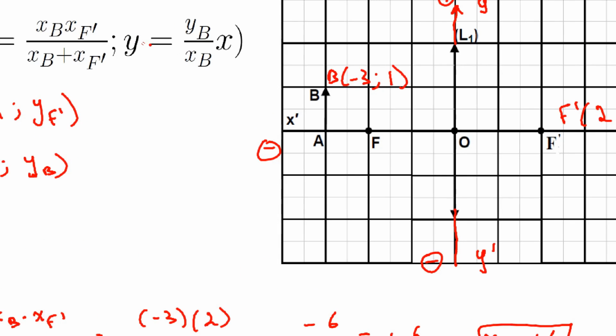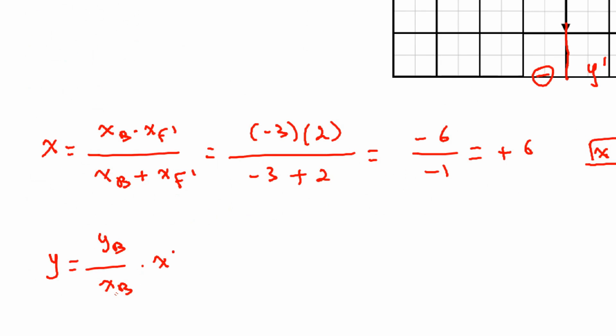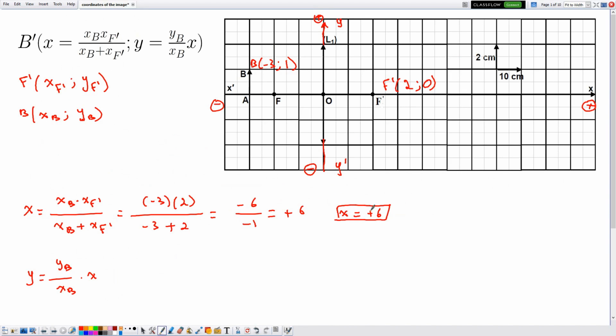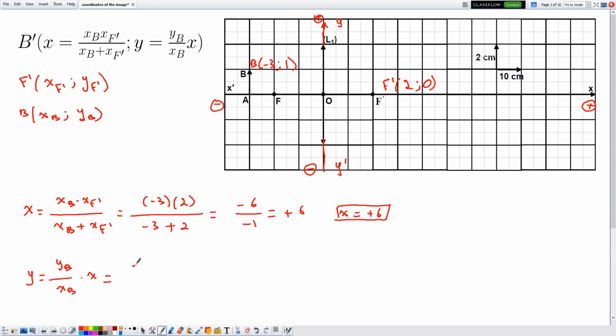And now let's calculate the value of y. So y is given by yB divided by xB multiplied by x. So here x is the value that we have just calculated, which is plus 6. So now the value of yB is 1 divided by xB, which is minus 3, multiplied by 6. So this will give us 6 divided by minus 3, which gives us minus 2. So y is equal to minus 2.